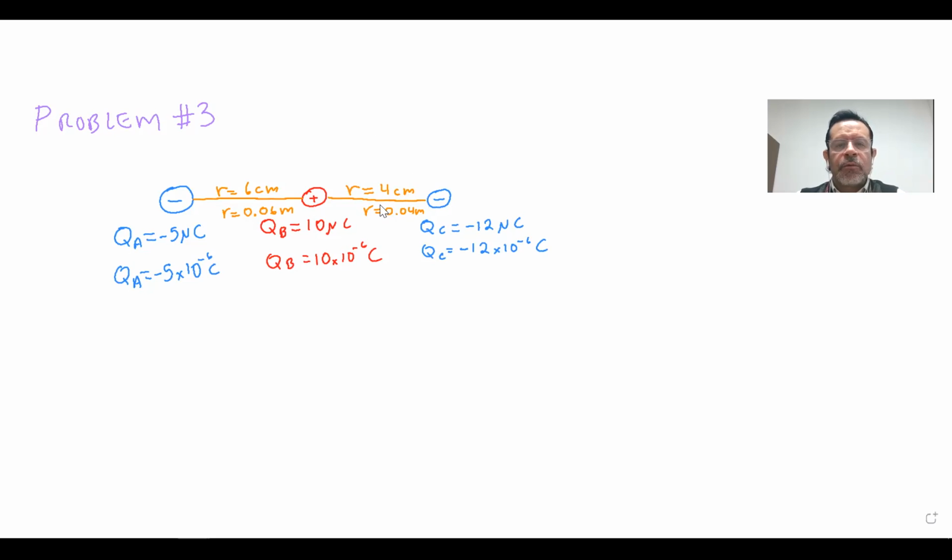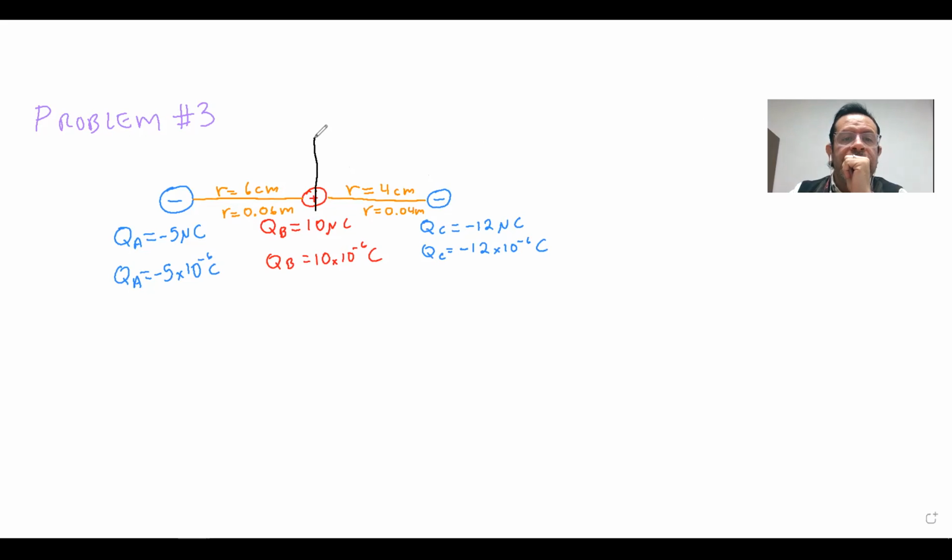What is the problem asking us for? It's asking for the net electrostatic force on particle B due to the other two charges. Perfect. So now it gets interesting. Now there are 3 charges and there are going to be forces interacting there. But what I'm interested in is the force on charge B.